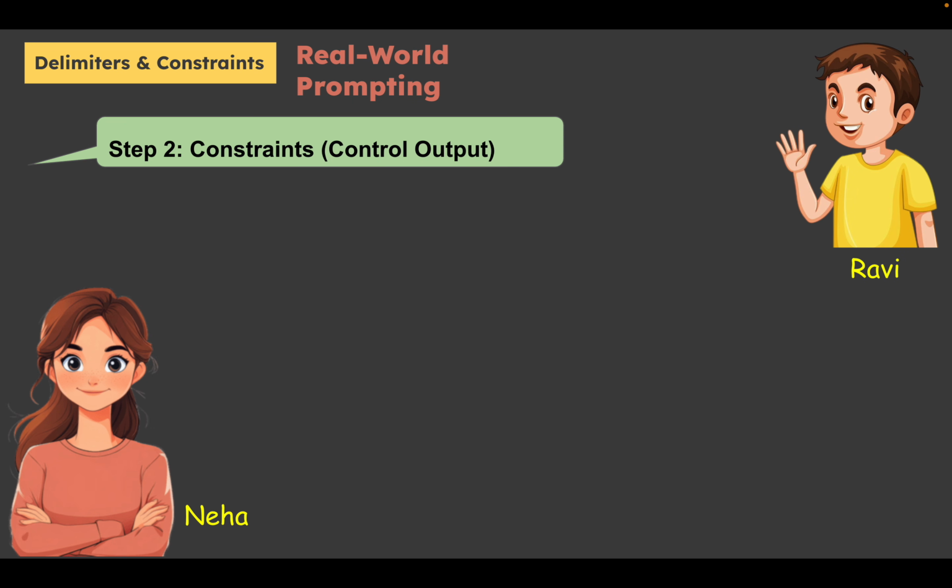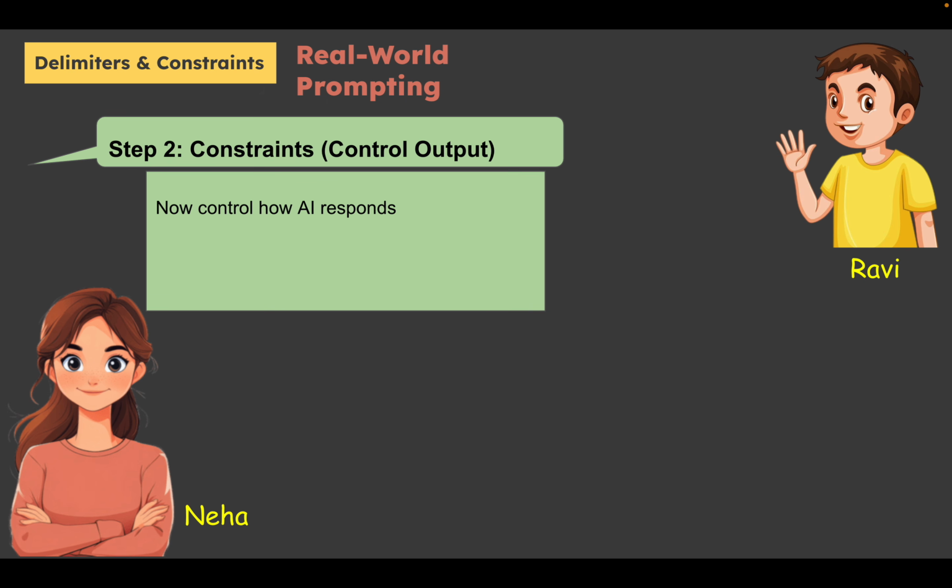Now let's see what are constraints. So here we control the output. We tell AI what we need, what we don't need, what format we need. So it will give you much better and useful responses. For example, I can say generate only 5 test cases.